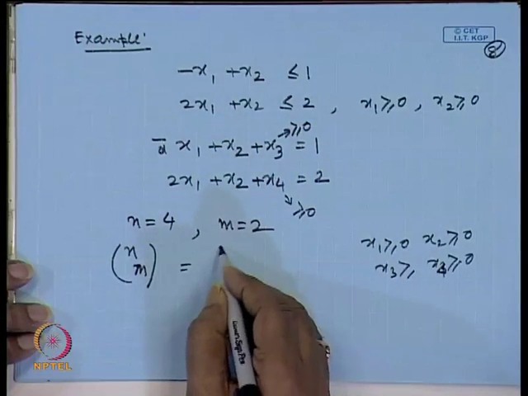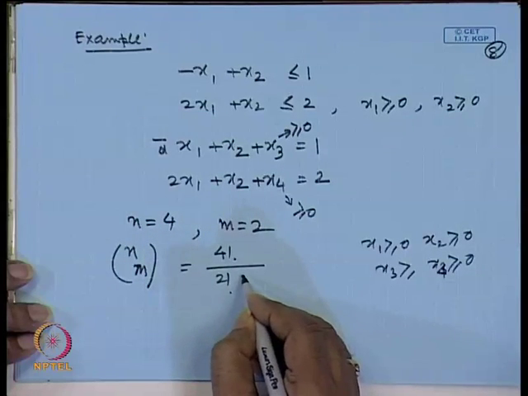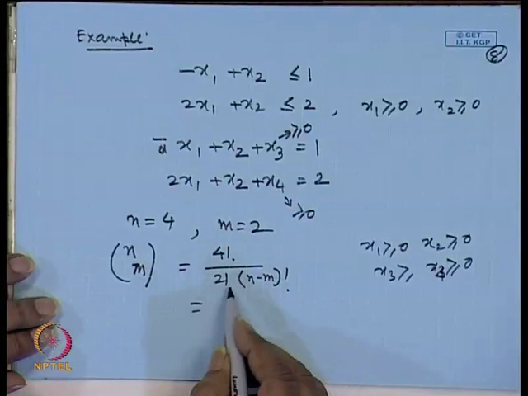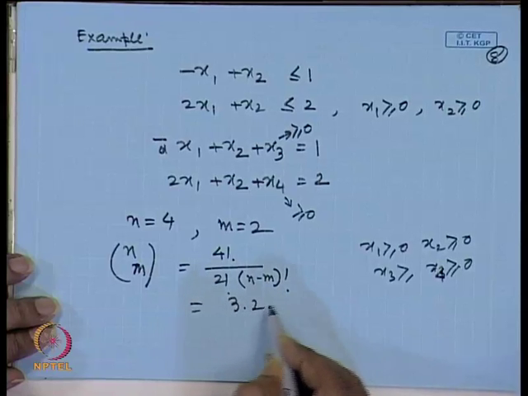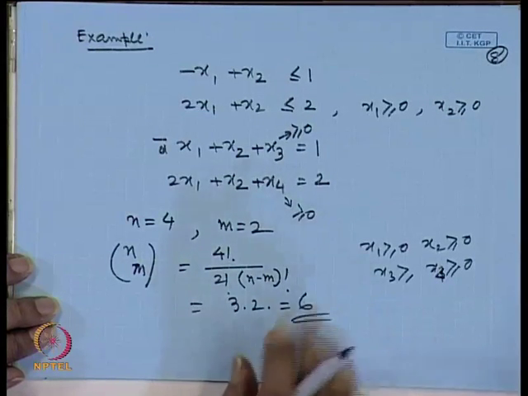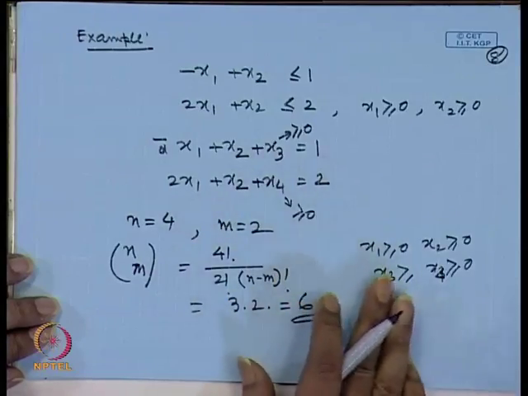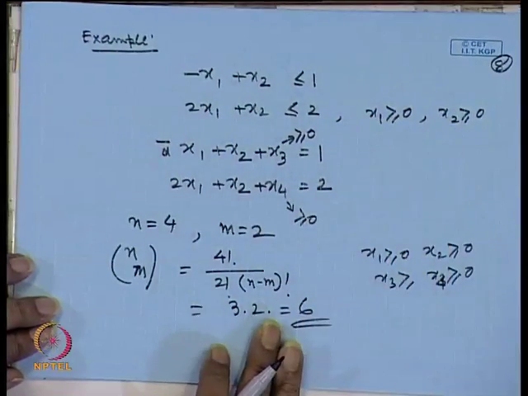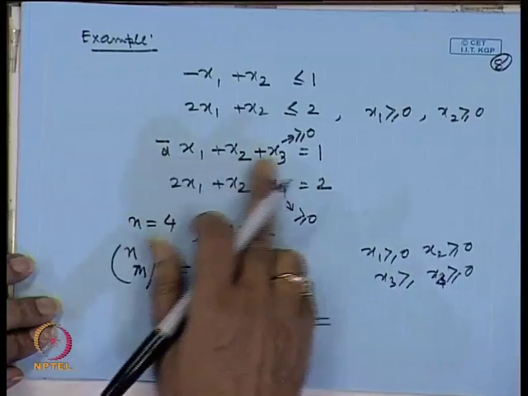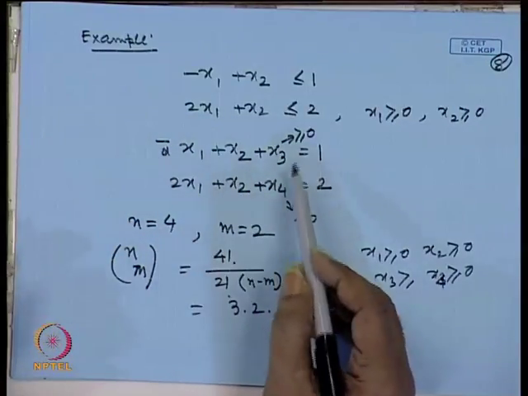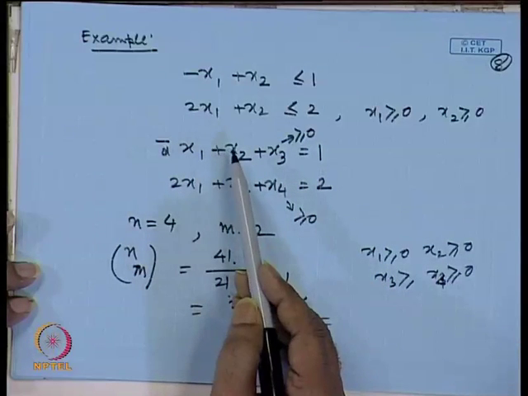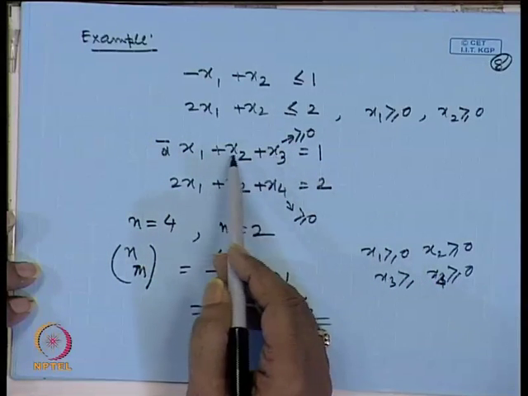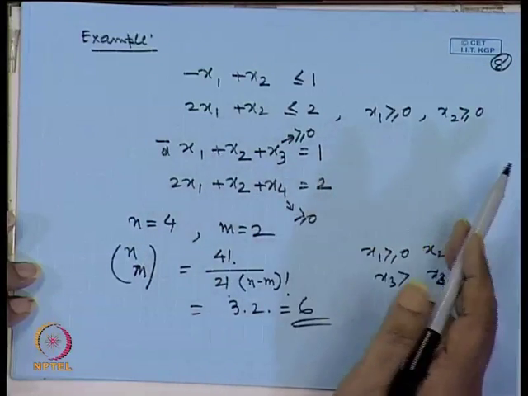How many solutions will you get for this one? You see, factorial 4 divided by factorial 2 times factorial (n minus m), which is factorial 2. In total, that is 4 times 3 by 2, a total of 6 solutions. But it is not necessary that all 6 solutions will satisfy the equations and the constraints, but we will get 6 solutions. I can tell you what they are. I took x1 is 0, x2 is 0, then one solution. Then I take x1 is 0, x3 is 0, then we have x2 and x4; solve it and you will get another solution.